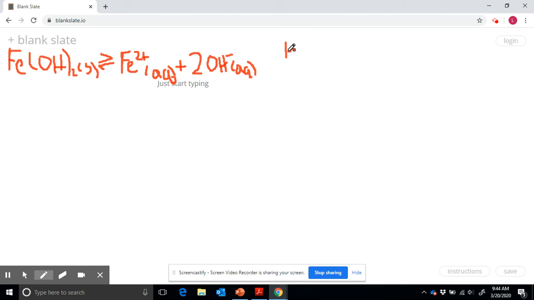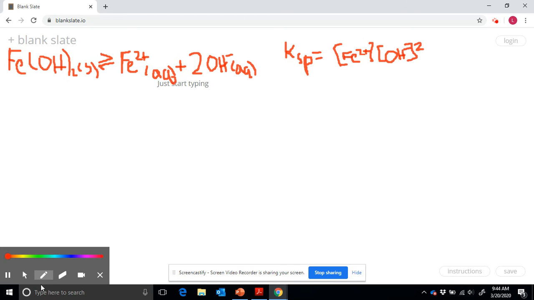We can then write our KSP expression. So our KSP, so it's just like our K expression, right? It's going to be our products over our reactants. So in this case, we're going to have our iron 2 plus, and we're going to multiply it by our hydroxide, so our OH minus, and we're going to raise that to the second power. So that's our KSP expression.